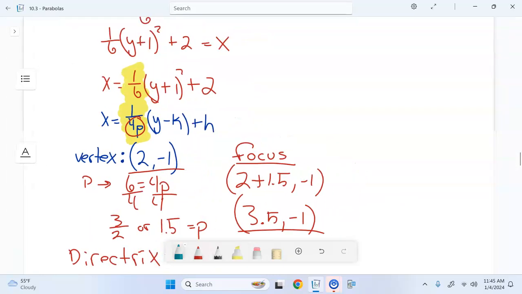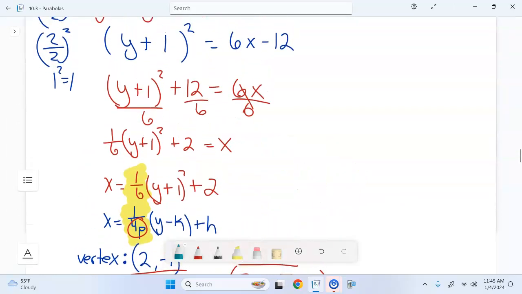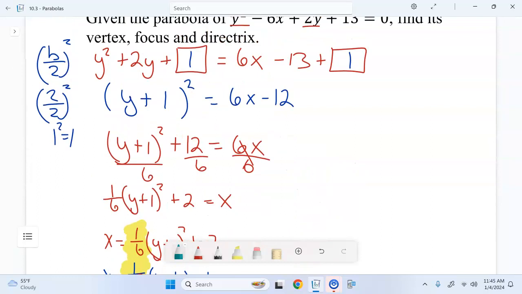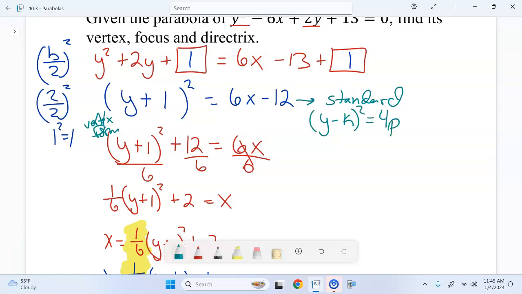Okay, so this is where we deviate from vertex form. And then over here, we're going to go ahead and do standard. So let's compare it to our formula. Let's see what we need to do. Our formula is y minus k squared equals 4p(x minus h).